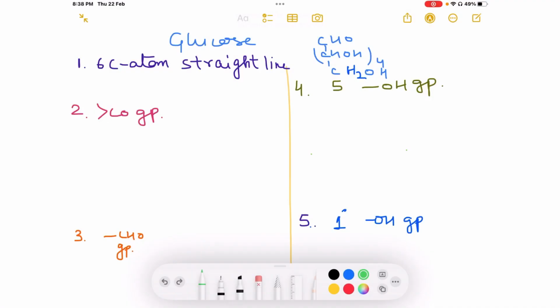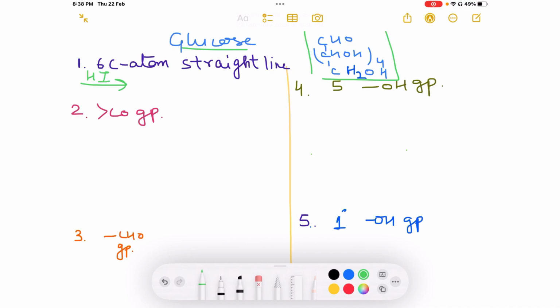Hello everyone. Let's discuss frequently asked questions from carbohydrates. So the very first question I am discussing here is a chemical reaction of glucose. If we check the open chain structure of glucose, it has 6 carbon atoms. A question that is asked: with the help of a chemical reaction, show that it contains 6 carbon atoms in a straight line.